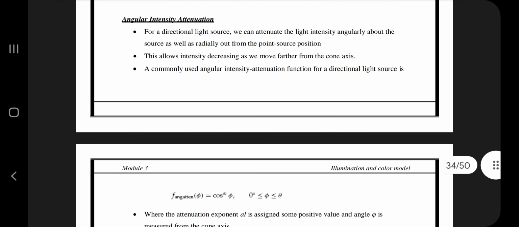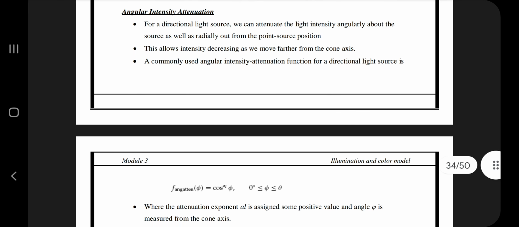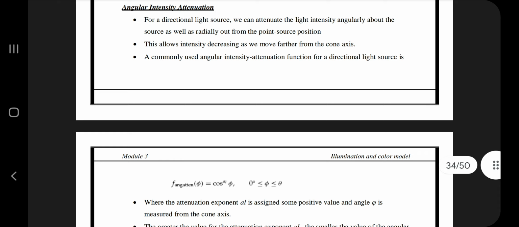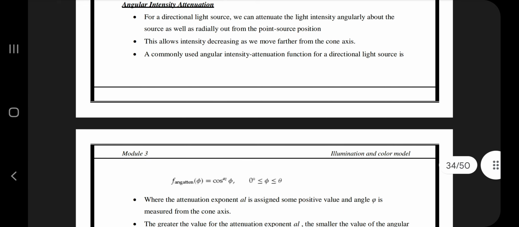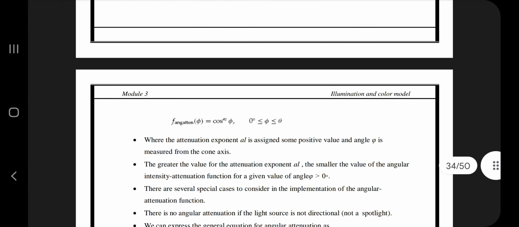The next one is angular intensity attenuation in the directional light source, as it was in the infinitely distant light source, where there was radial attenuation. In the same way, angular attenuation will be there in the directional light source.